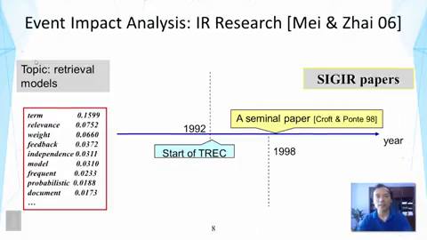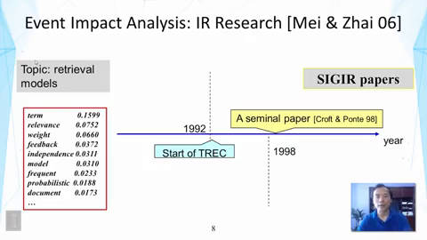Here's yet another application of this kind of model, where we look at the use of the model for event impact analysis. So here we're looking at the research articles in information retrieval, or IR, particularly SIG-IR papers. And the topic we are focused on is about the retrieval models. And you can see the top words with high probabilities about this model on the left. And then we hope to examine the impact of two events.